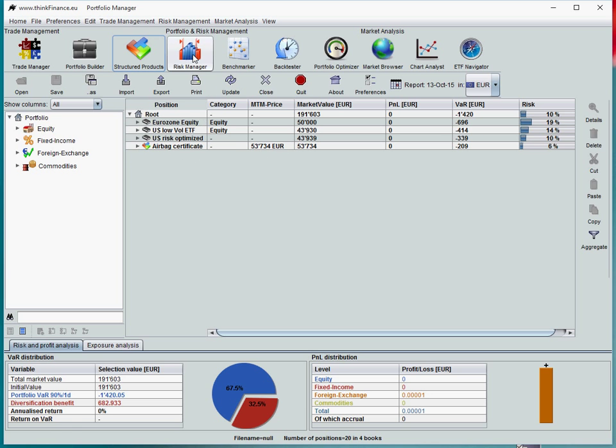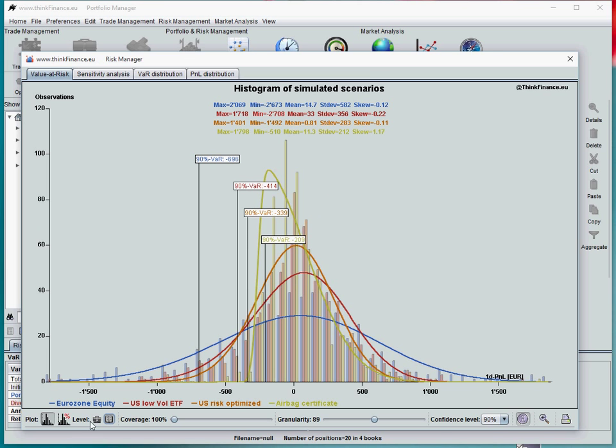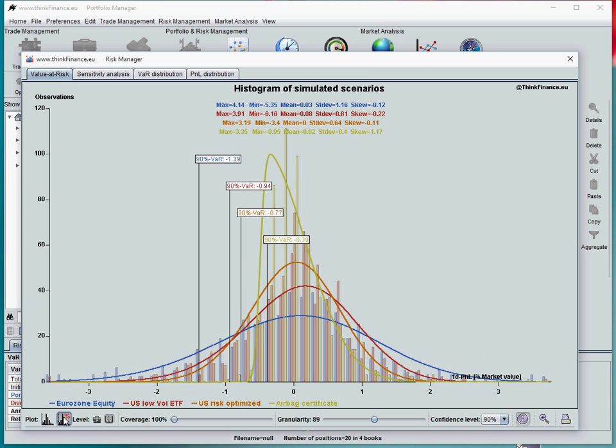Let's look at the risk profile again. Again, book by book in % of market value, and I see indeed the airbag certificate has an even lower value at risk than the US risk optimized portfolio and the US low vol ETF.